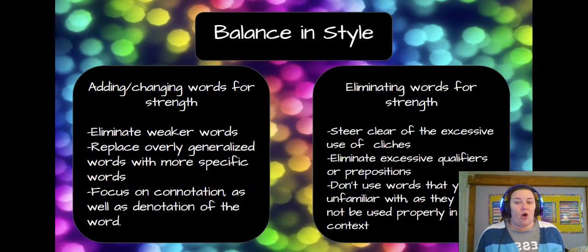Then you want to replace overly generalized words with more specific words. You want to be as specific as you can in order to be sure that your reader is clear on what you're expecting them to understand.